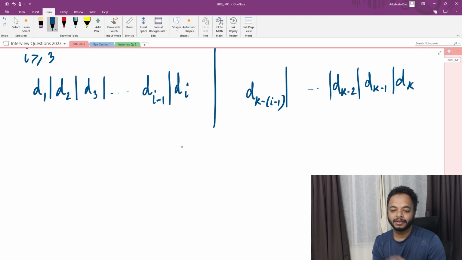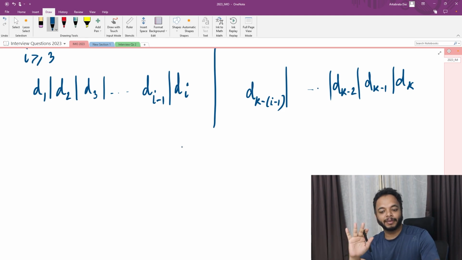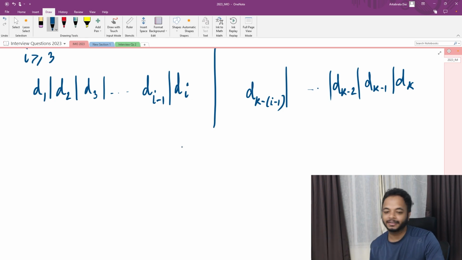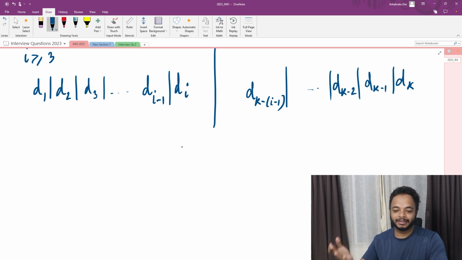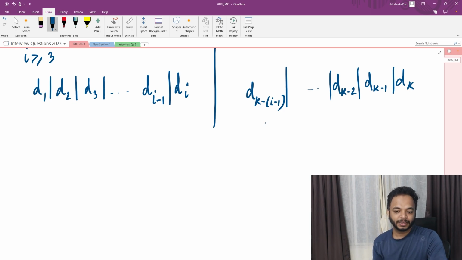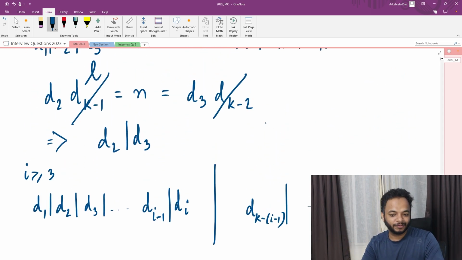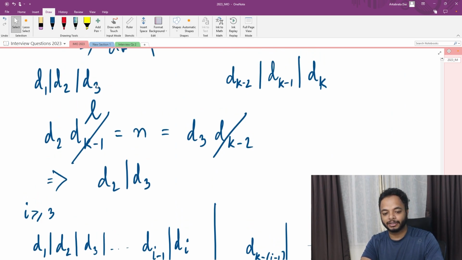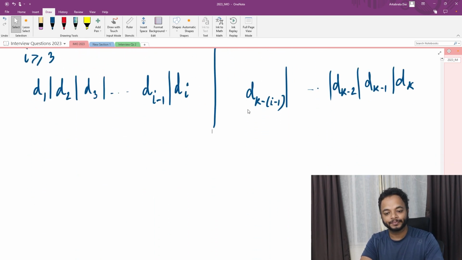So let me put a bar in between. So this is given: from the front and from the back, this divisibility is given. Now we will be trying to show that, here, this is d(k-i+1). So the previous one, which is d(k-i), divides this, and also we will show that d(i) divides d(i+1), if this relation is given. If I am able to prove this, then from here you will be able to show that d3 divides d4 and d(k-3) divides d(k-2), and so on and so forth.